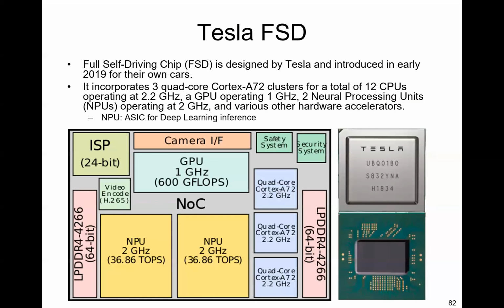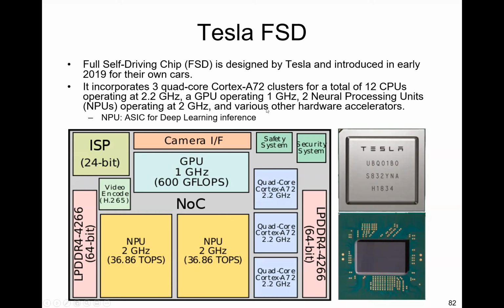So the Tesla full self-driving chip, FSD, was designed by Tesla and introduced in 2019. It integrates 3 quad-core Cortex A72 clusters for a total of 12 CPUs and a GPU operating at 1 gigahertz, 2 neural processing units, NPUs, operating at 2 gigahertz, and other accelerators. So the NPU is an ASIC.